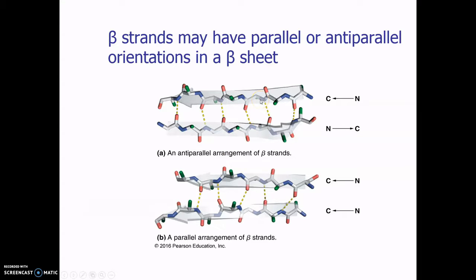Beta strands can occur in both parallel or anti-parallel configuration. So in this top panel, we're showing anti-parallel configuration with the first strand's N-terminus on the right, C-terminus on the left. The next strand has its N-terminus on the left, C-terminus on the right. Down here, we have both N-termini on the right-hand side.